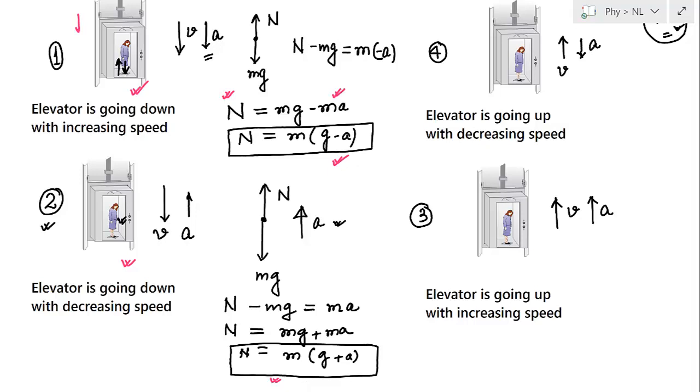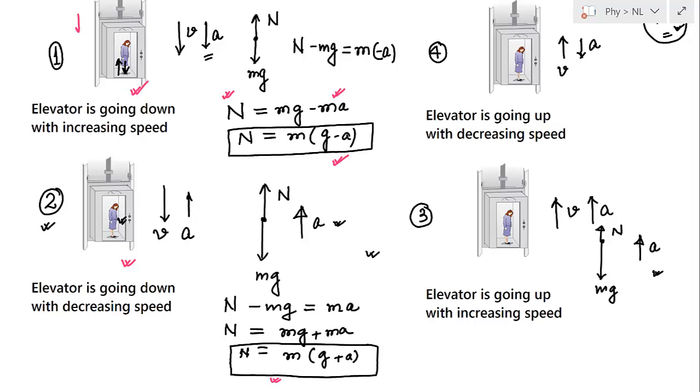Now let us consider situation 3. What are the forces acting? Once again, mg in the downward direction, normal reaction in the upward direction, and acceleration is in the upward direction. So this situation is the same as situation 2.